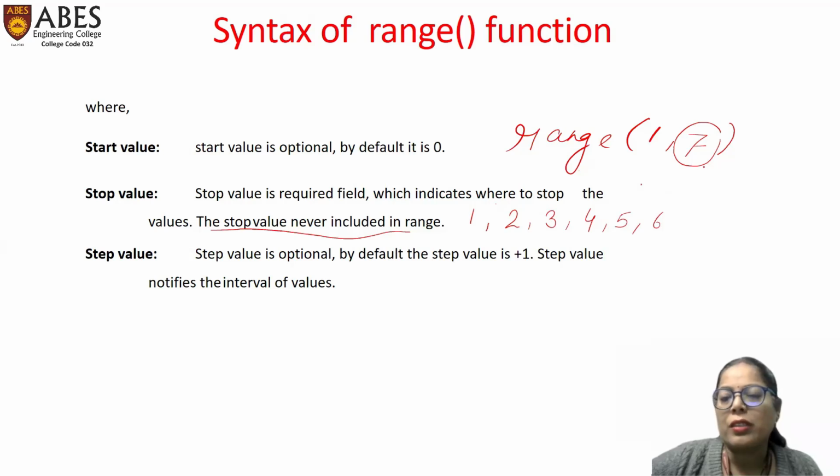And you can see that I have not mentioned the step value here. So by default, it will take 1 as the step value, and it will increase the value by 1, or in other words, it will add 1 to the previous number. So the stop value is a required value, it is not optional. You should note that the stop value is not included. A step value is optional. By default, the step value is +1. A step value notifies the interval of values, or you can say how much it has to jump.